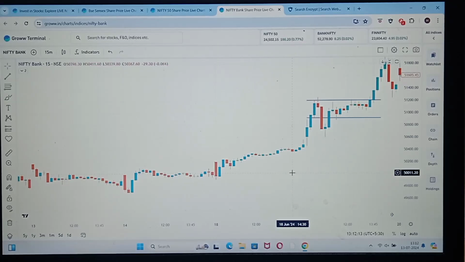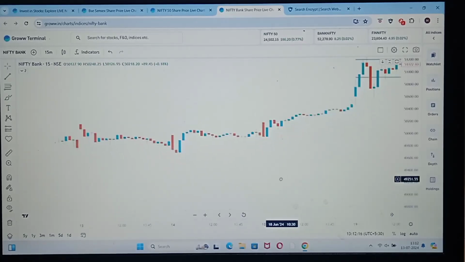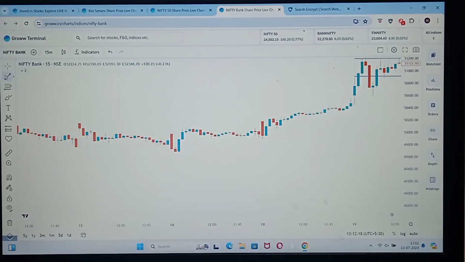Then let's see 18th of June. On 18th of June we will mark the high and low of the 9:45 candle. This is the 9:45 candle. So this day the market consolidated, kind of, but you can see a trade.